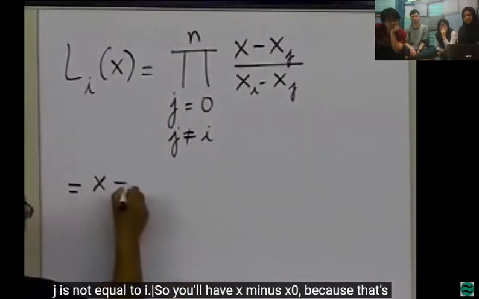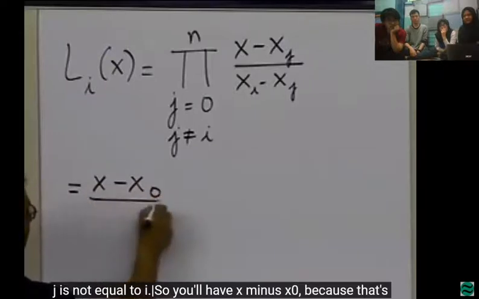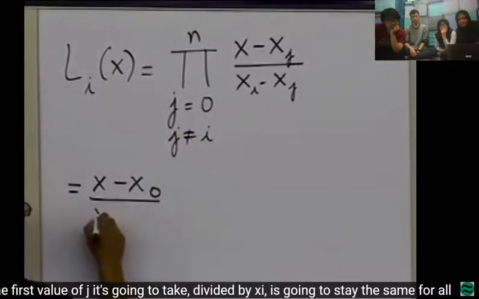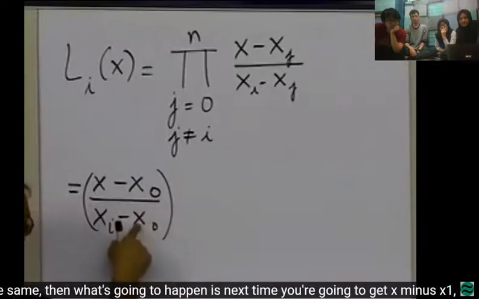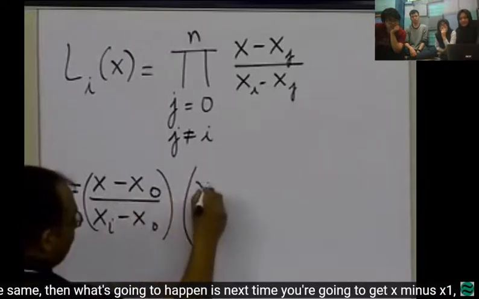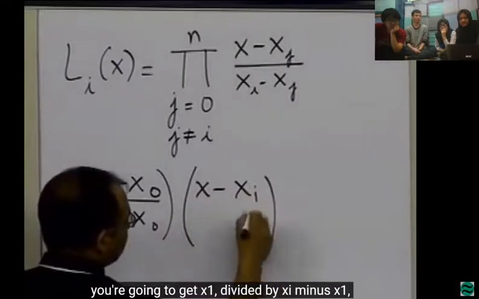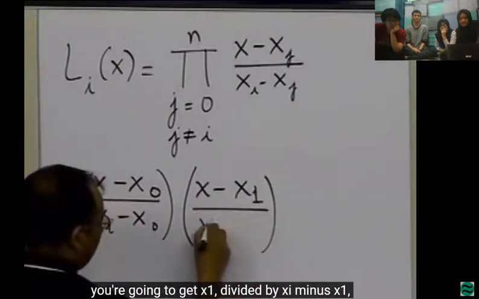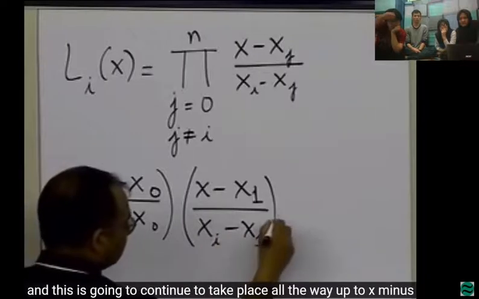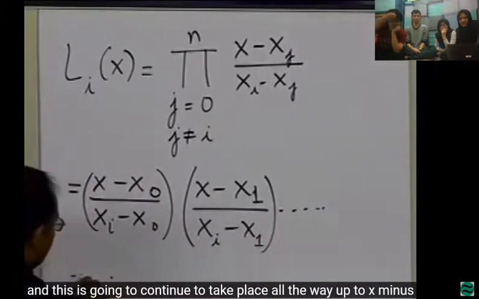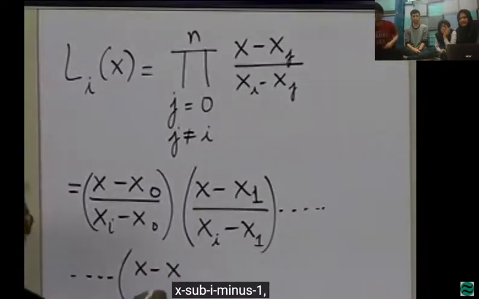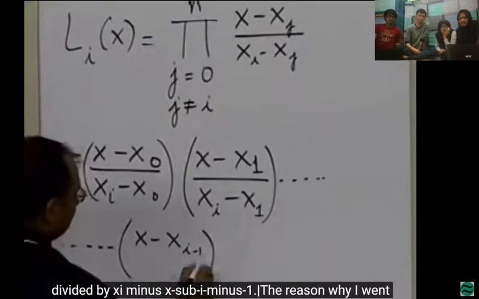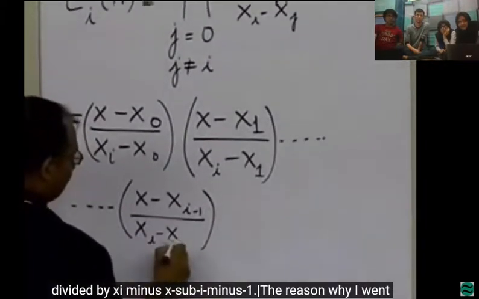So you'll have x minus x naught, because that's the first value of j it's going to take, divided by x_i, which is going to stay the same for all of these cases, minus x naught. So this and this number are exactly the same. Then next time you're going to get x minus x1 divided by x_i minus x1. And this is going to continue all the way up to x minus x_(i-1) divided by x_i minus x_(i-1).